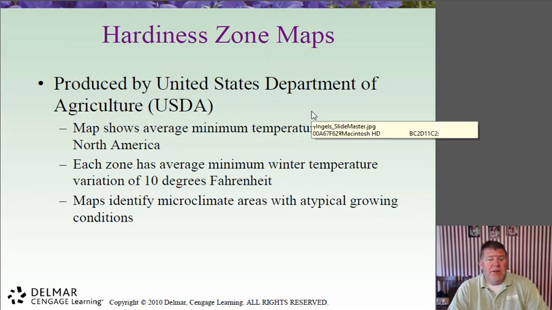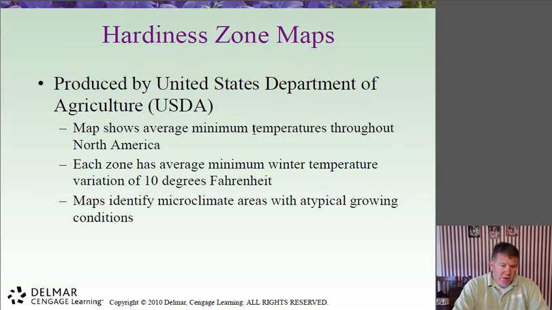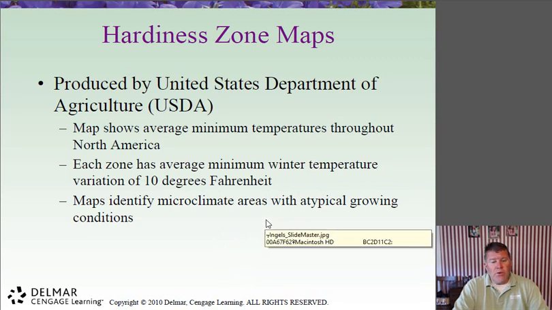Hardiness zone maps are produced by the United States Department of Agriculture. The map shows average temperatures throughout North America, and each zone has an average minimum winter temperature variation of 10 degrees Fahrenheit. Maps identify microclimate areas with atypical growing conditions.